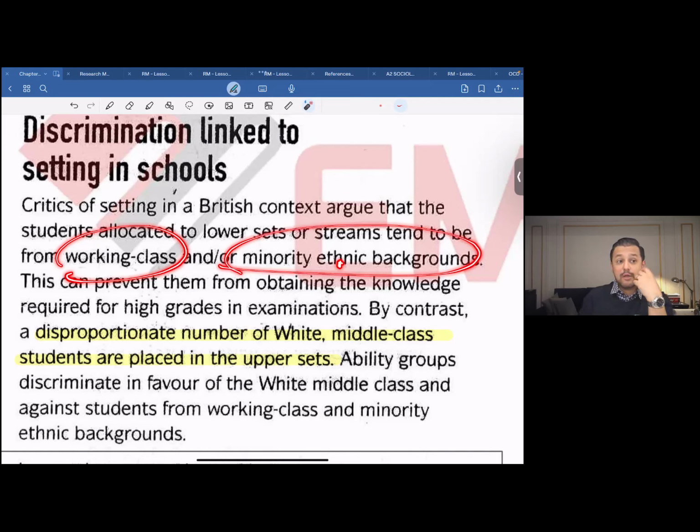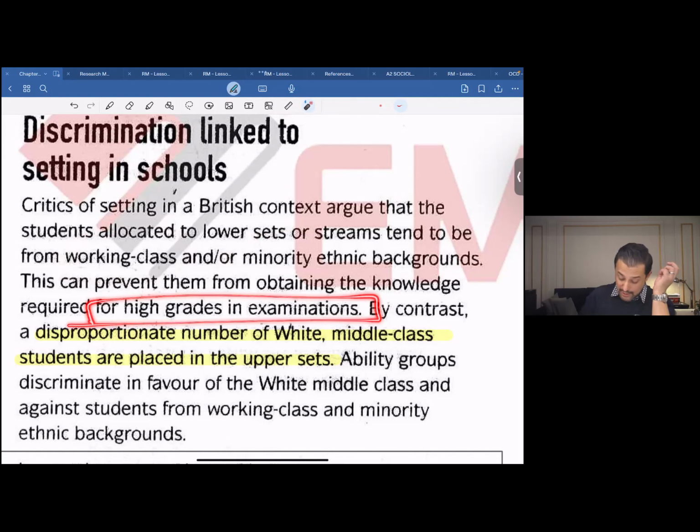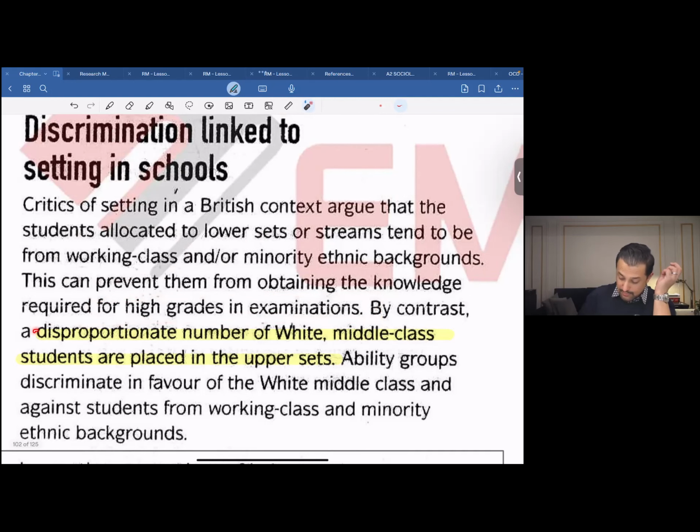But eventually it was realized that these lower sets had a monopoly for working class pupils and pupils of ethnic minority origin. So this can prevent them from obtaining the knowledge required for high grades in examinations. By contrast, a disproportionate number of white middle class students are placed in the upper set. Ability groups discriminate in favor of the white middle class and against students from working class and minority ethnic backgrounds.